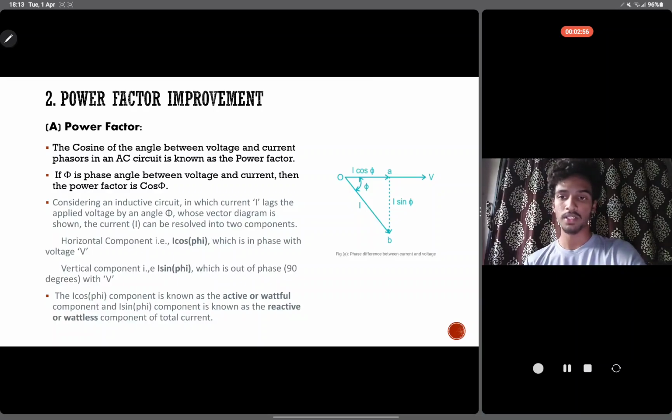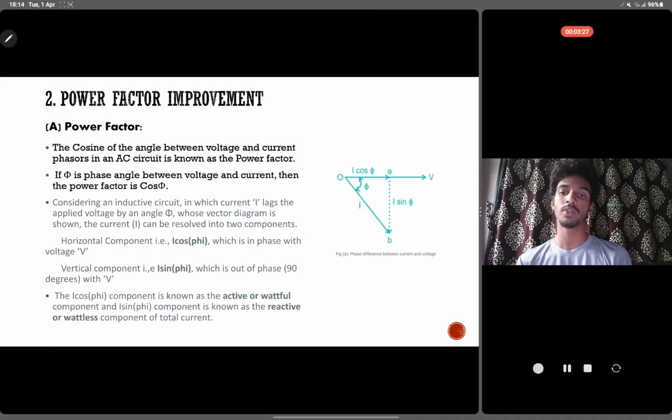Let's take an example. Consider an inductive circuit in which current I lags the applied voltage by a phase angle phi, whose vector diagram is shown in the presentation. The current I can be resolved into two components, one in the x direction and one in the y direction. The horizontal component, which is in the x direction, is I cos phi, which is in phase with voltage V.